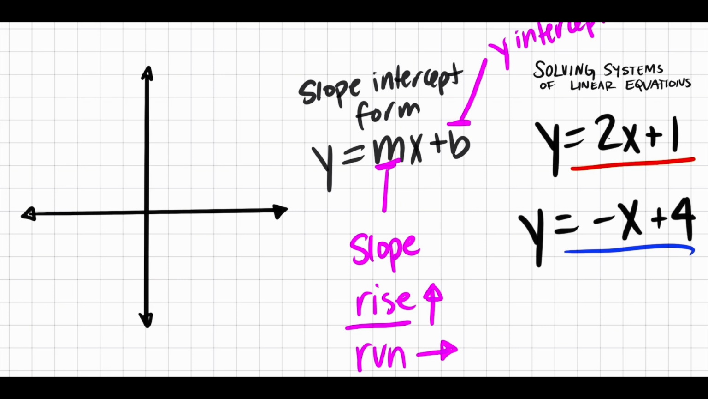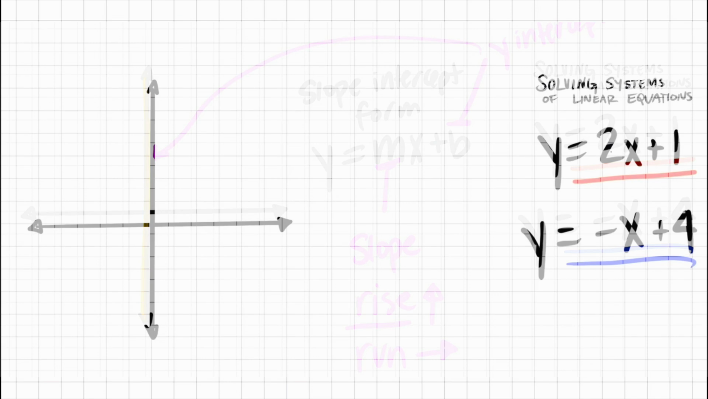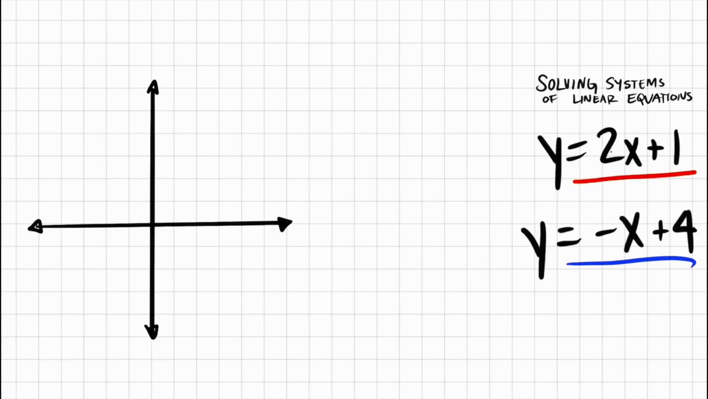So if we look at our first equation, our y-intercept is where the line intersects the y-axis. So I'm going to highlight it. That's our y-intercept, where the line crosses through there. And the y-intercept is when x equals 0 as well. So looking at this first equation, our y-intercept is 1.